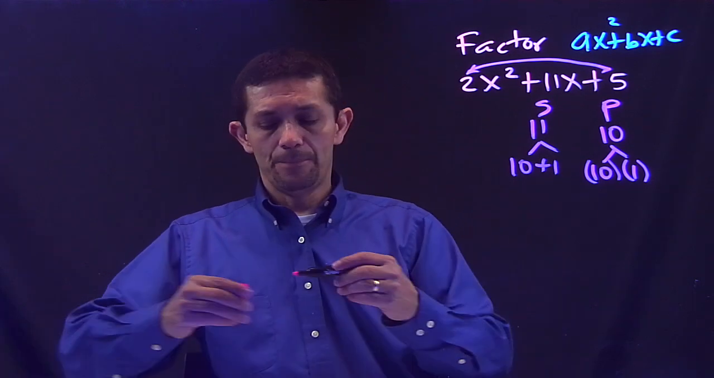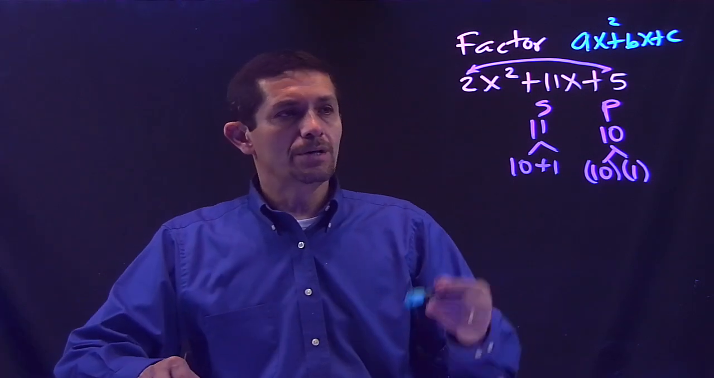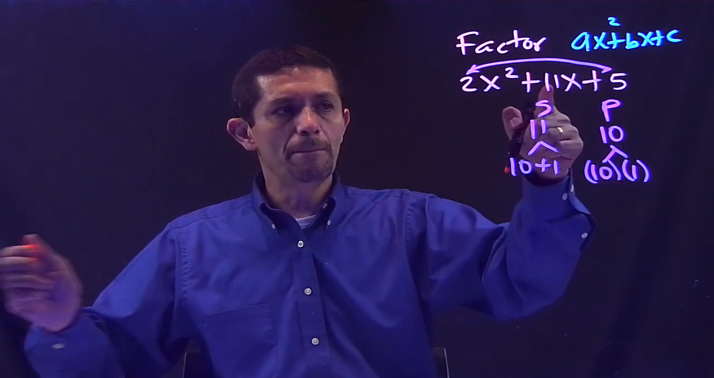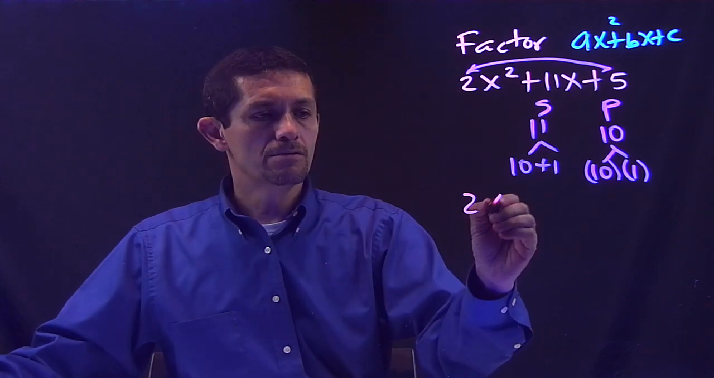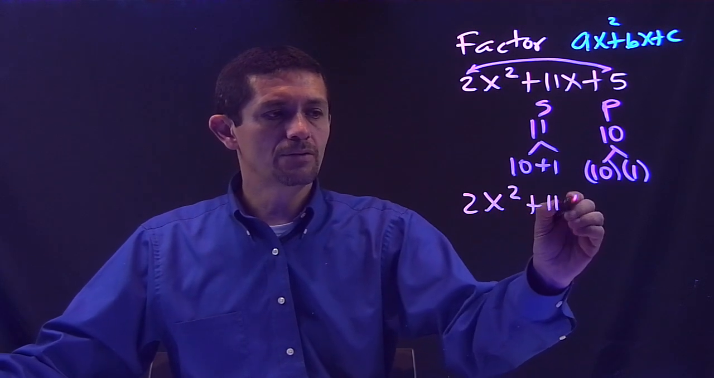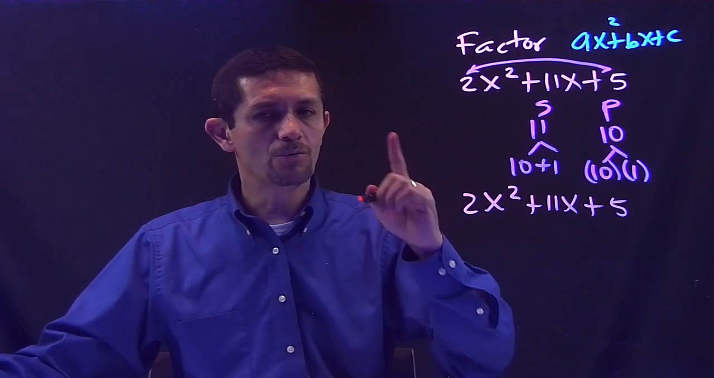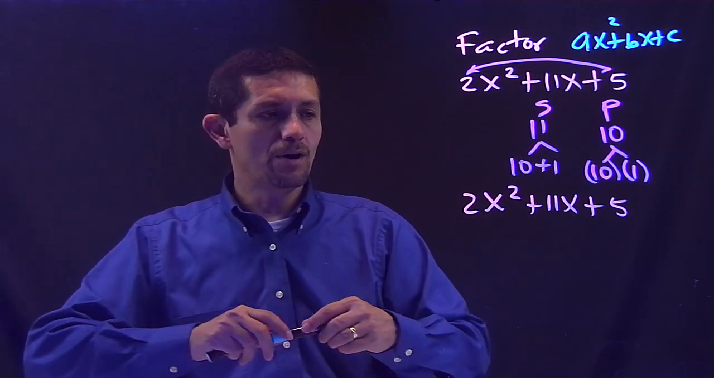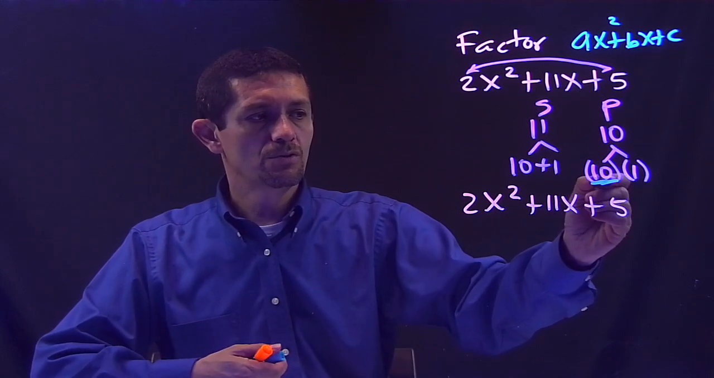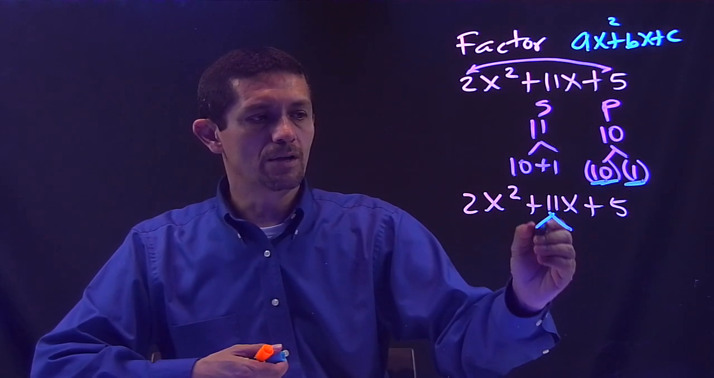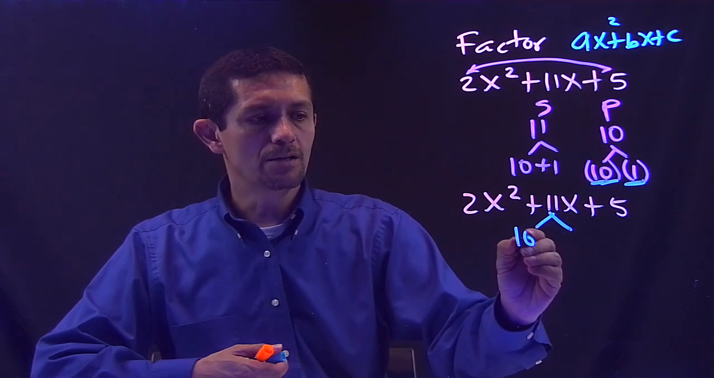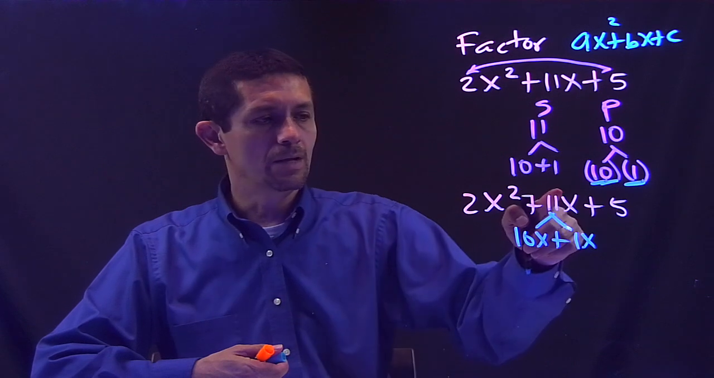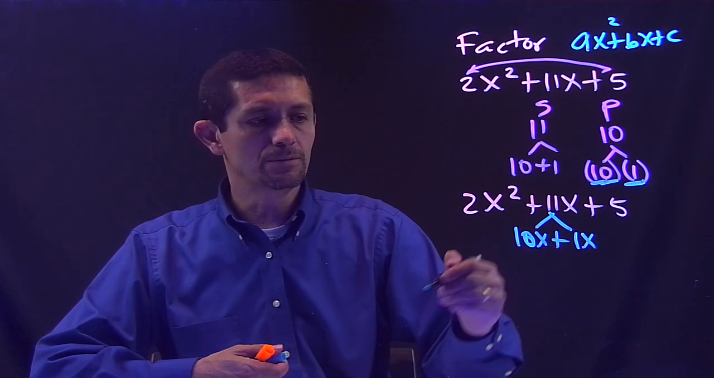Now, what I'm going to do is rewrite the same trinomial, and I'm going to use these two numbers to break the middle term. Again, same trinomial, 2x squared plus 11x plus 5. I don't change my original problem. What I do is modify it by using these two numbers. Instead of 11x, I'm going to say that's equal to 10x plus 1x. 11x is 10x plus 1x.